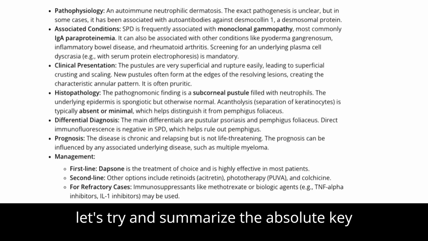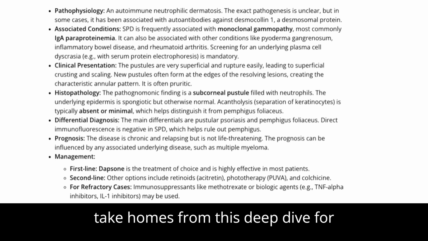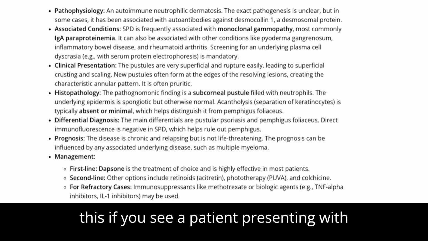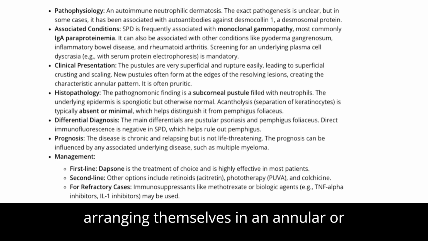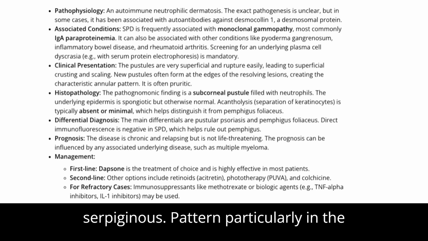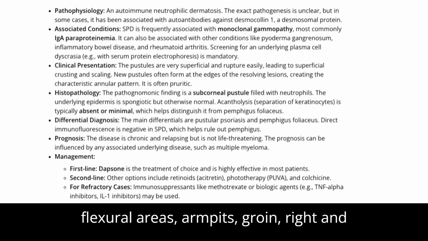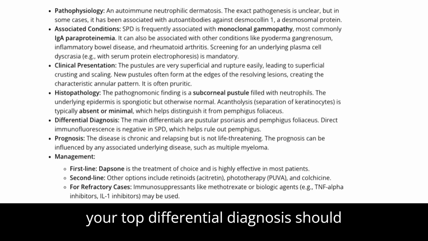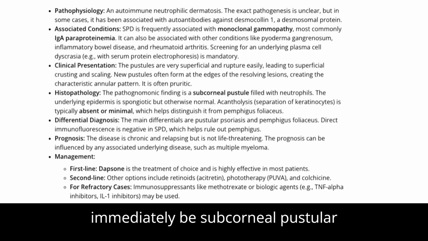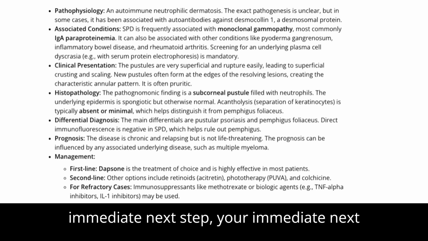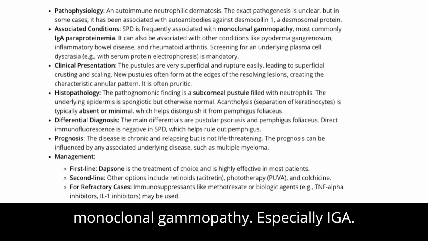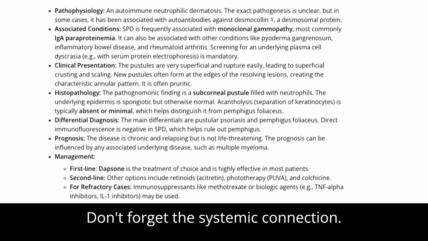Definitely. Okay, let's try and summarize the absolute key take-homes from this deep dive for everyone listening. Okay, the bottom line is this. If you see a patient presenting with flaccid pustules, especially if they're arranging themselves in an annular or serpiginous pattern, particularly in the flexural areas. Armpits, groin. Right. And if the history is chronic and relapsing, your top differential diagnosis should immediately be subcorneal pustular dermatosis, Sneddon-Wilkinson. And the immediate next step? Your immediate next thought must be, I need to perform mandatory screening for an underlying monoclonal gammopathy, especially IgA. Don't forget the systemic connection.